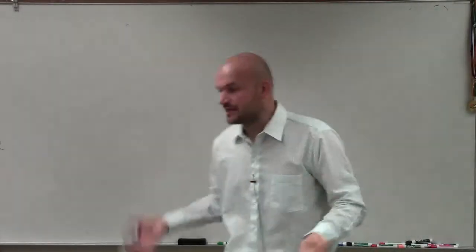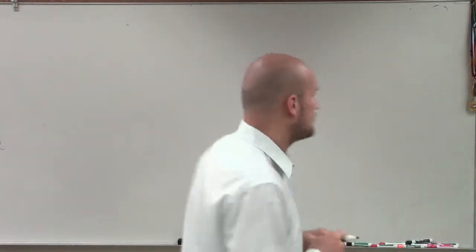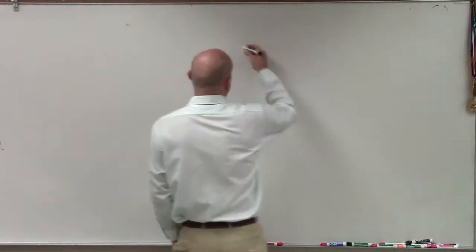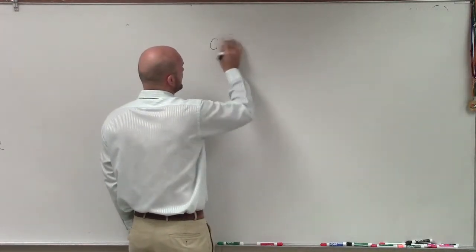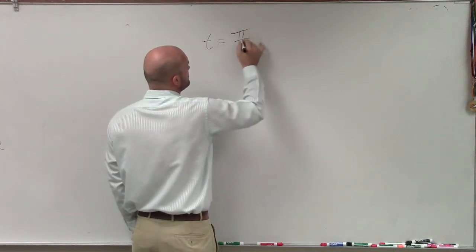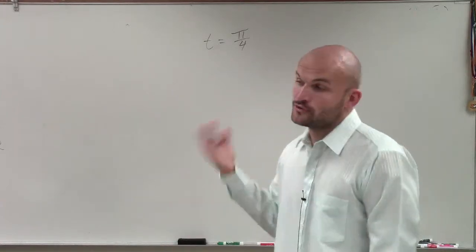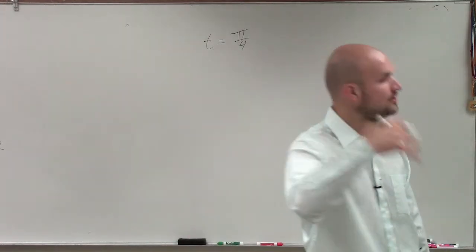So, ladies and gentlemen, what we've done is we've evolved from where we started. If you remember, when we first started looking at evaluating, I would just give you an angle, like pi over 4, and say find the sine, cosine, tangent, and all the reciprocal functions: cosecant, secant, and cotangent, right?